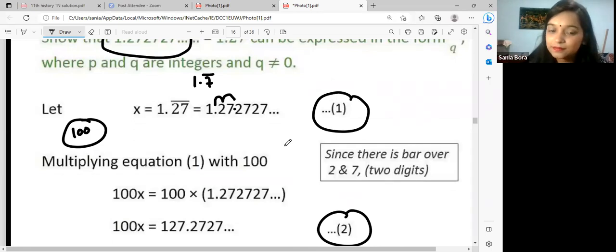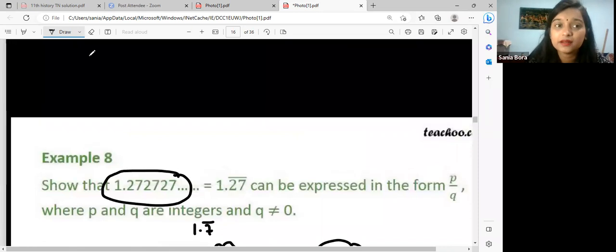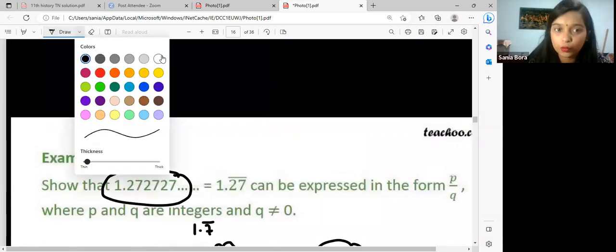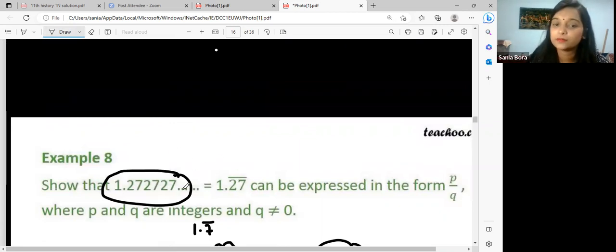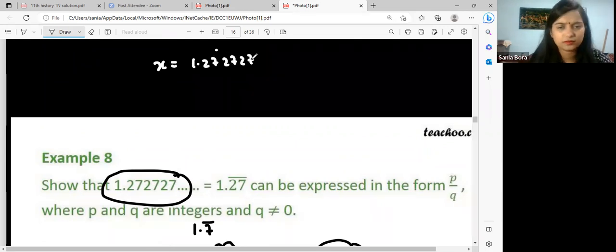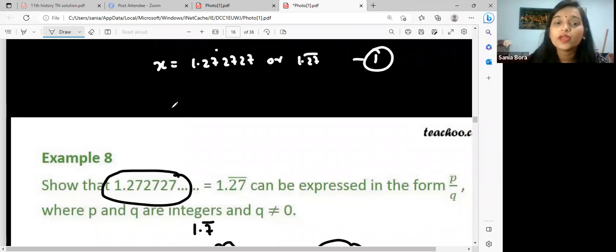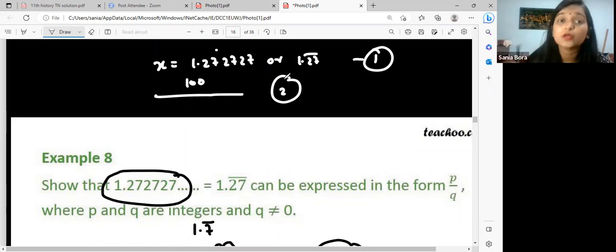Now I am repeating the steps again because you are going to do this on your own. First you will write x equals 1.272727, it's your choice, or 1.27 with a bar. Simple, right? This is your first equation. Then you see how many numbers are repeating. Two numbers are repeating, so you multiply equation 1 by 100 on both sides. Then you will get equation 2.